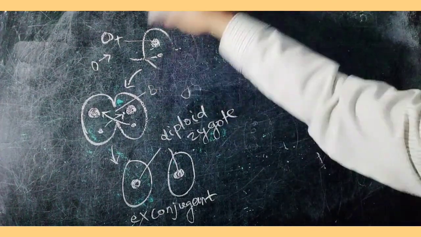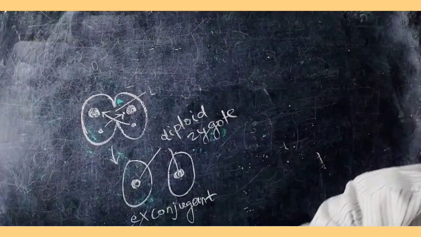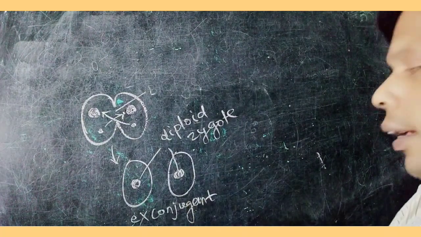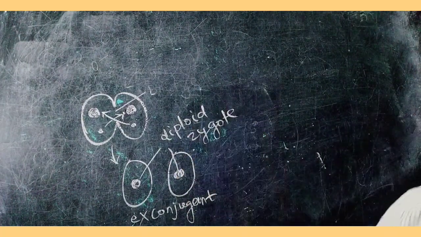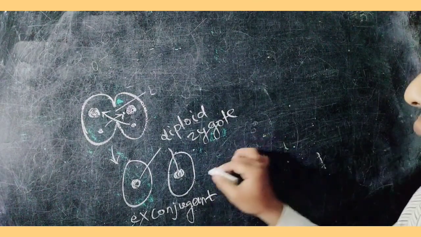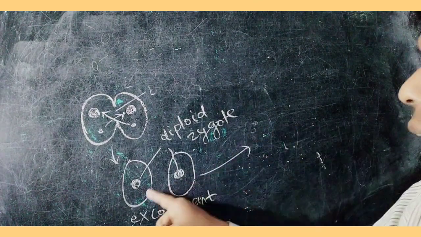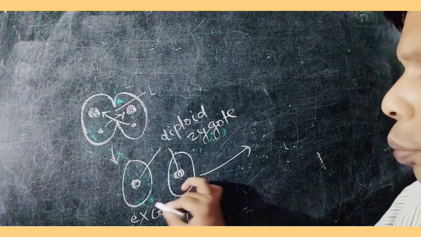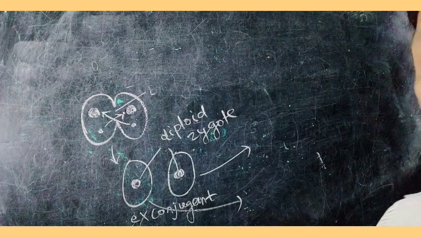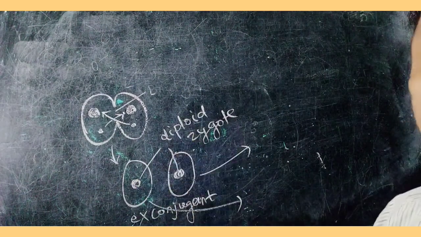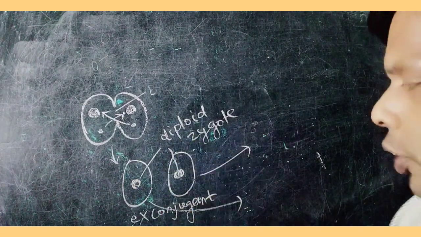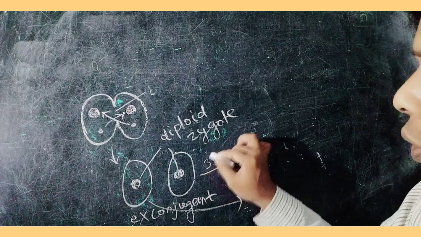After formation of ex-conjugants, they again divide. Each of them enters into the same process. Suppose we are considering one individual, the other also follows the same pattern. Here this zygote nucleus divides three times, three times division.